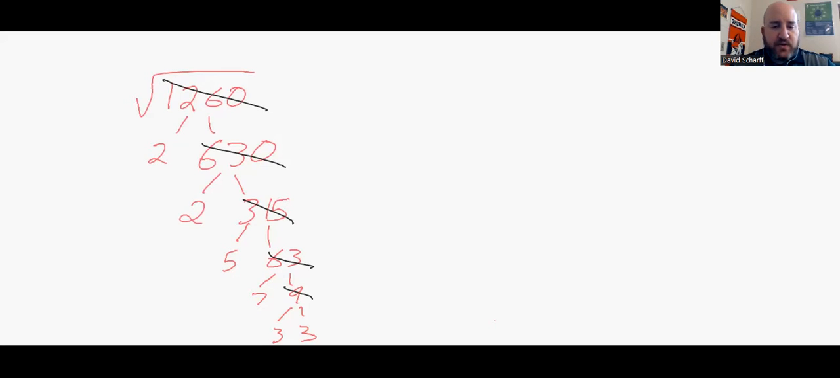Cross out everything that you broke down. So now you're left with 2, 2, 5, 7, 3, 3. My pair of 2s go together. My pair of 3s go together. I have a single 5 and a single 7.